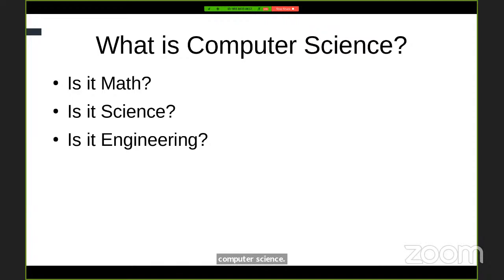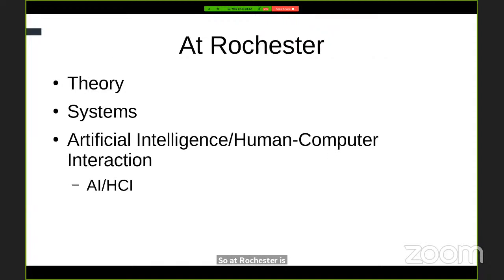So at Rochester, it is best to understand computer science as 3 big areas: theory, systems, and artificial intelligence and human-computer interaction, or what we call AI and HCI, which is essentially a form of application of computer systems. And I'll tell you why we consider it part of computer science today.